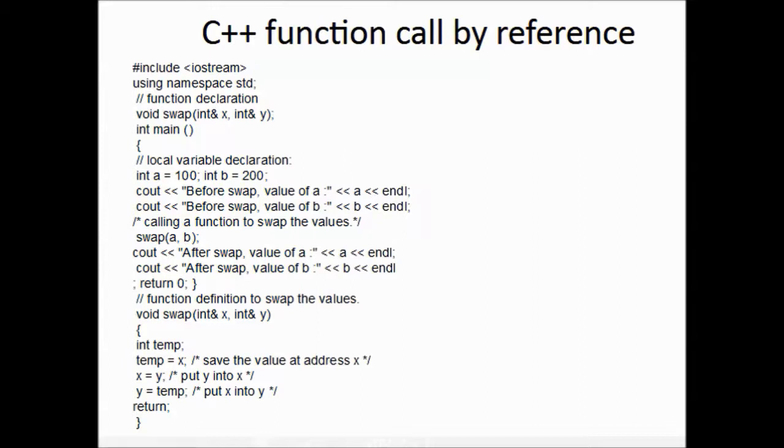So here we write our function. In the function definition of swap, we write it as void swap int &x, int &y. Now these x and y are a reference of the values of a and b, and into the body of this function we write int temp. We declare a variable with name temp.